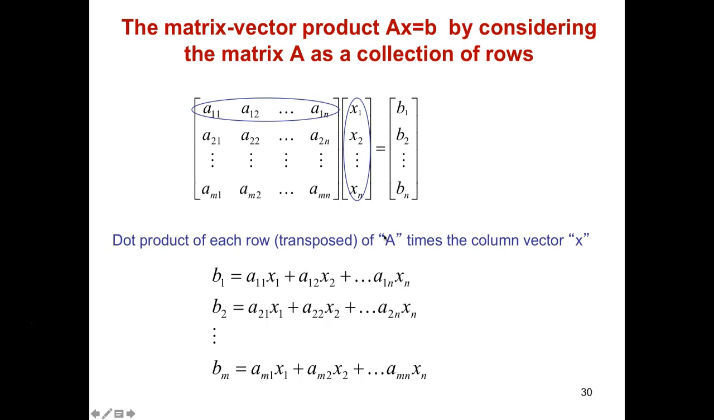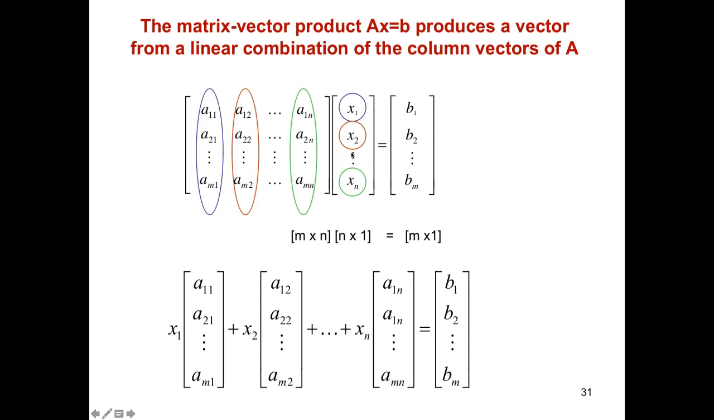So there's just one way to look at it, okay? And that's what's actually done here. So basically I take the first column times this coefficient, plus the second column times x2, plus all the way to the nth column times xn. So x1, x2, all the way to xn are my coefficients, and this is a linear combination of columns, where columns are viewed as vectors.